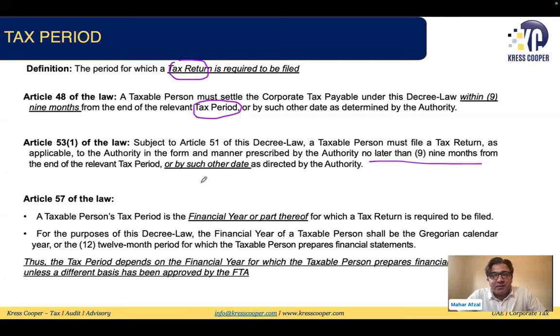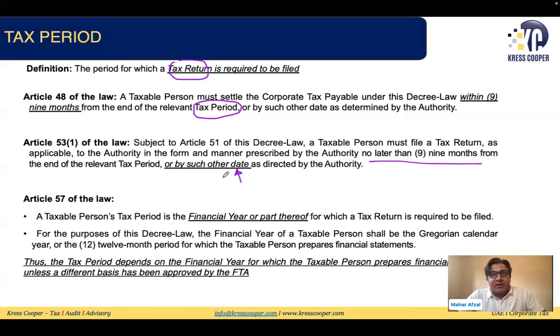Important, because the next public clarification and the FTA decision that we're going to discuss all depend upon these few words: or any other date as directed by the authority.